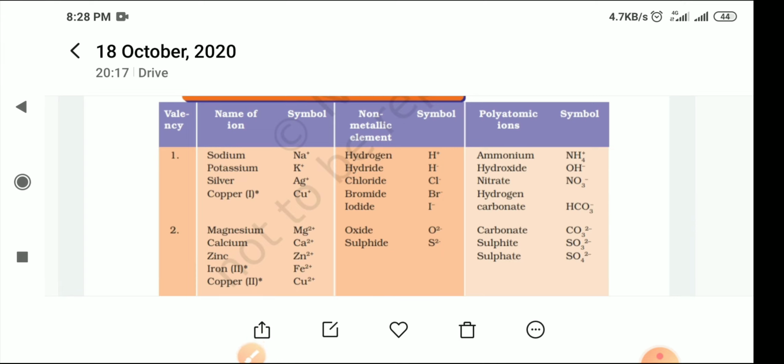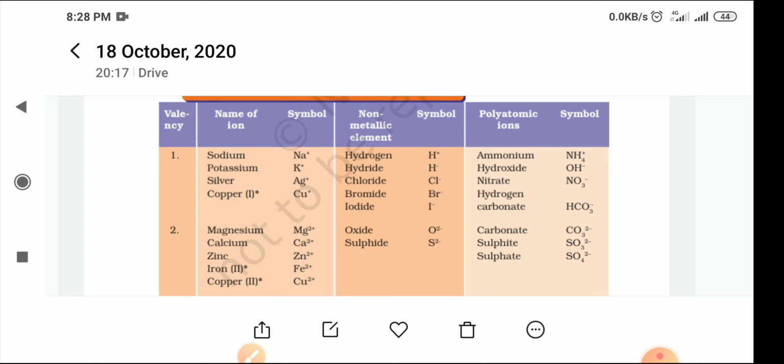Again, I'm telling it to you. First of all, you have to write the symbols. Then you have to write the valencies, and then you have to apply the crisscross rule. That means element A's value will go to the bottom of B, and B's value goes to the bottom of A. And you have to do the simplification also. Sometimes, like Na1Cl1, if it comes like that, then you will write NaCl.